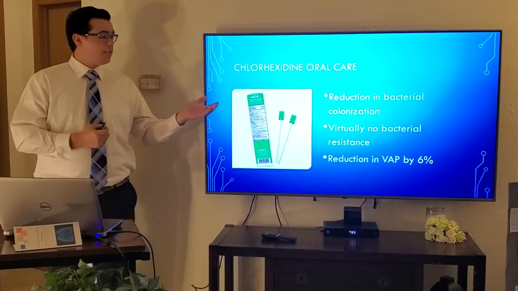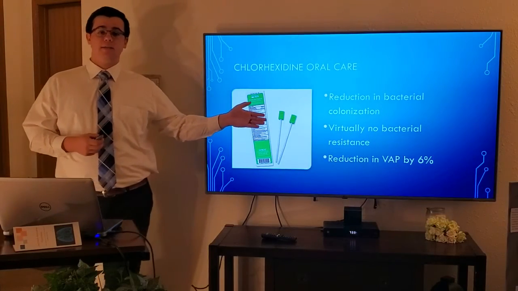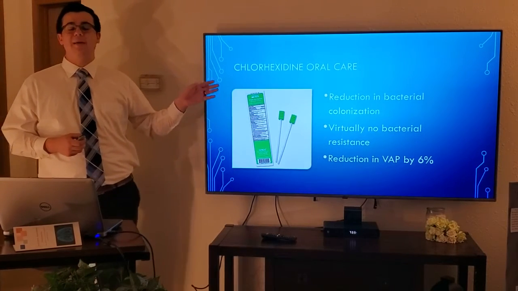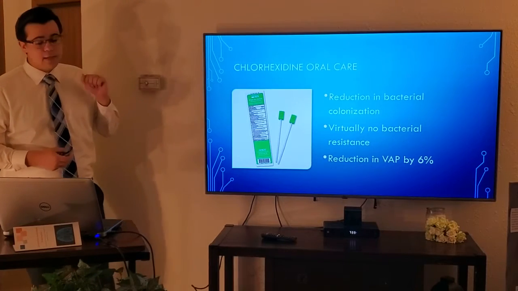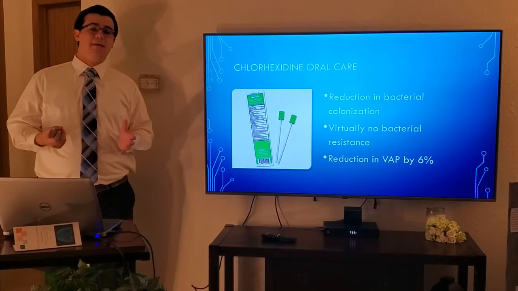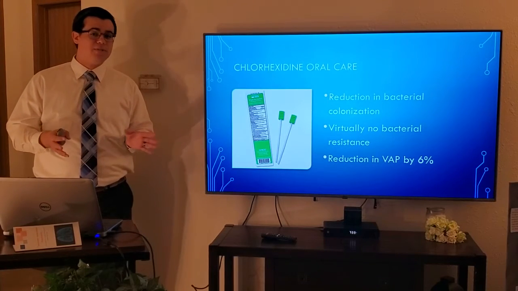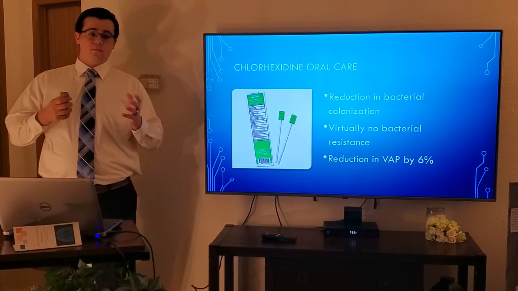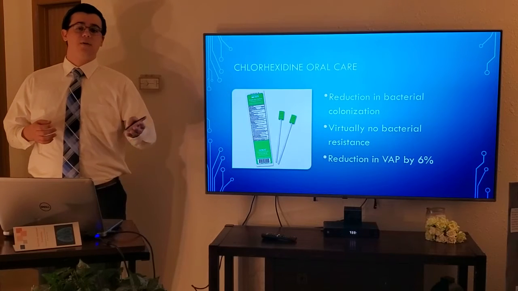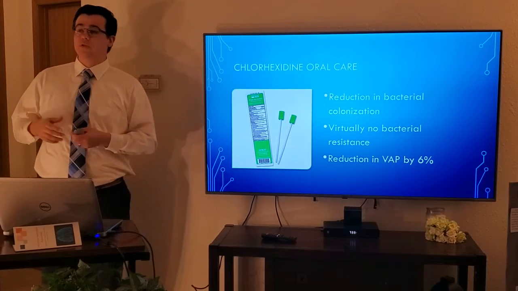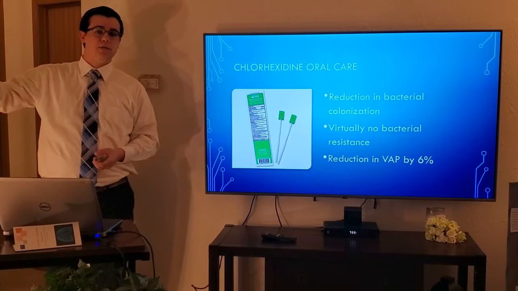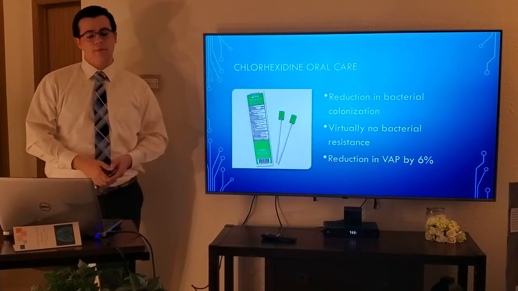So we use something like this that really doesn't develop a bacterial resistance, so it can safely reduce the amount of bacteria colonized in the mouth. Additionally, it has been shown by itself to reduce VAP by around 6%, from about 31% to about 25% in clinical trials, which is really incredible. And because it's so simple, many times in the intensive care units they have them hanging right on the IV poles. So you just grab the little container that has the swab and the solution in it, grab a swab, go through the mouth, and that's it.